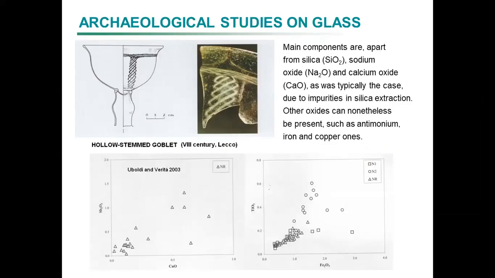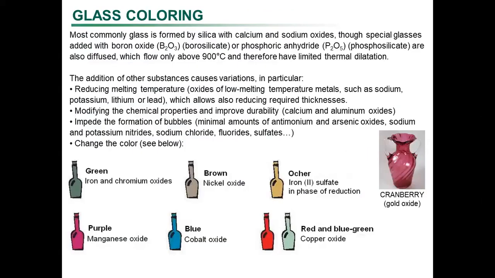Okay, and glass is transparent, but might be colored. Apart from some oxides which don't add any significant coloring, like calcium oxide and sodium oxide, and also borosilicate and phosphoric anhydride, which basically keep the transparency, although they give you a higher temperature of melting. Therefore it starts flowing, because creep occurs also in glass at a very high temperature, closer to the melting temperature.